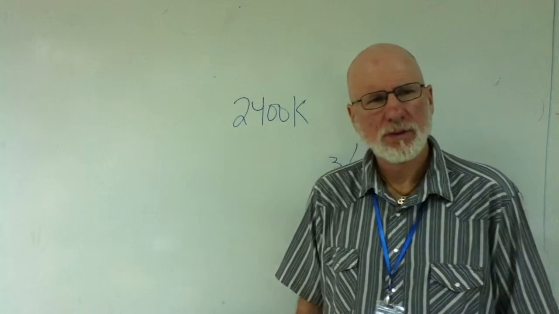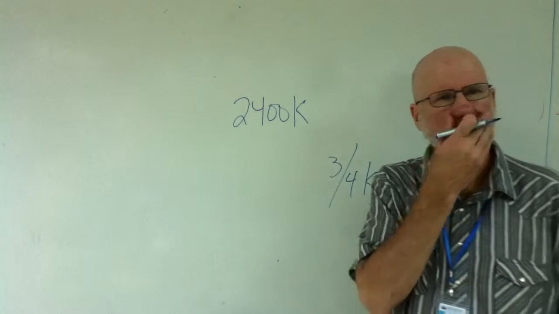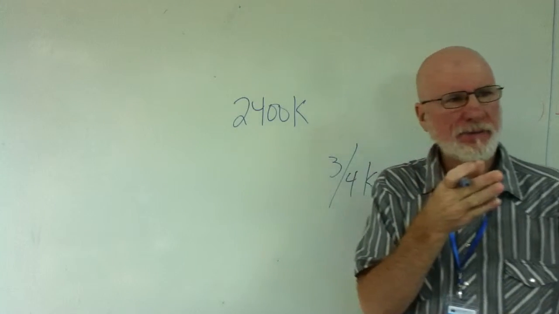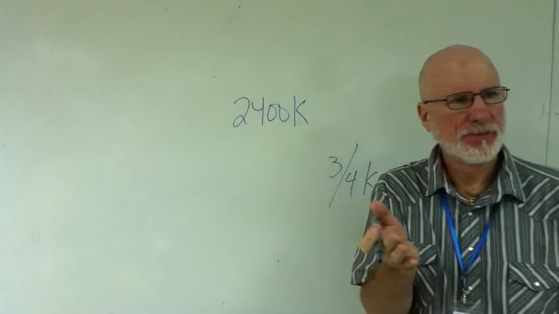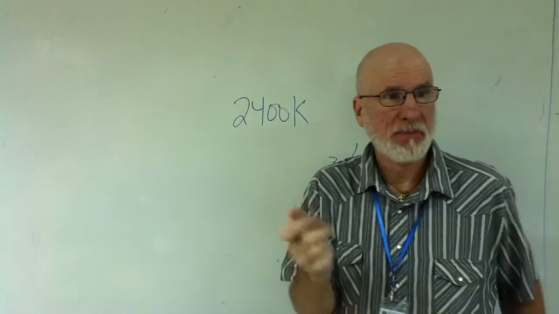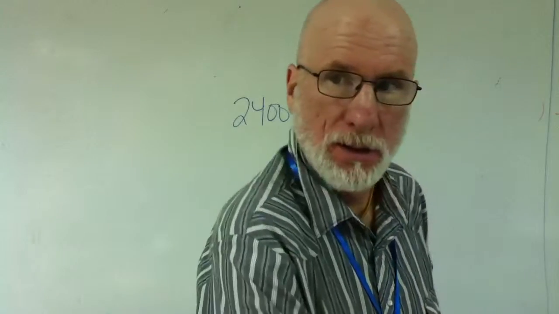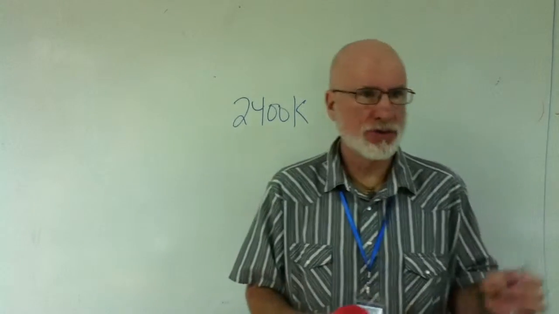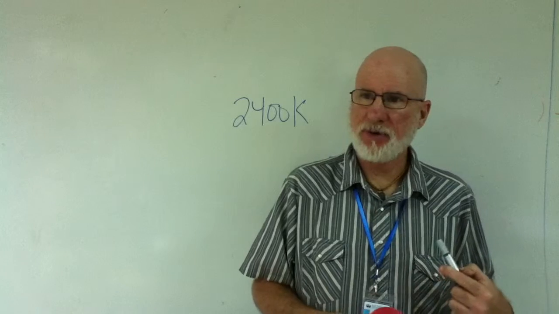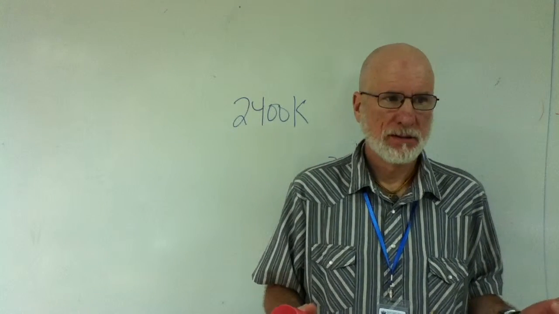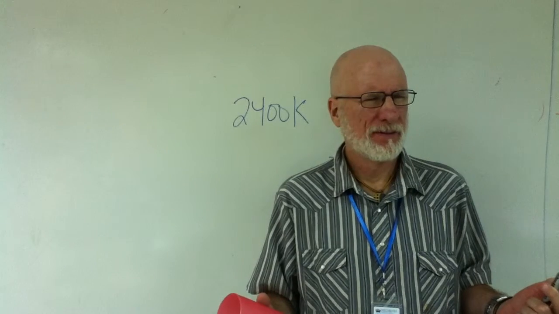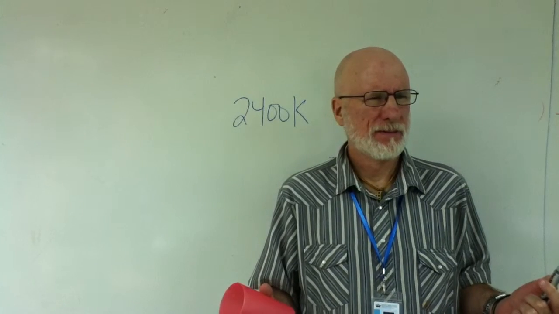400 times. Is that right? 2,400 times 3/4? Let's see, so 2,400 times 3 divided by 4, is that what you're saying? Times 4 divided by 3. Yeah, times 4 divided by 3. Why times 4 divided by 3?